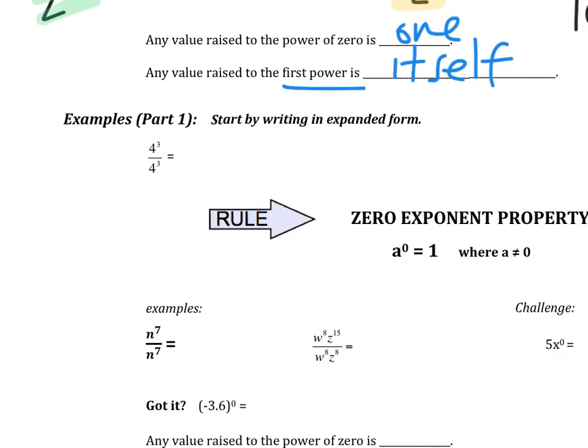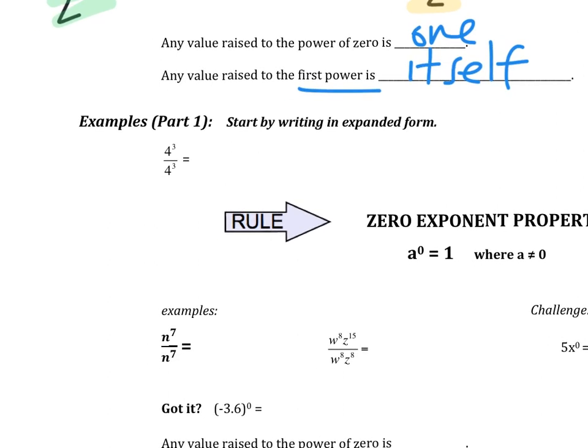How do you think we would simplify 4 to the 3rd power over 4 to the 3rd power? Well, think of our division properties that we've learned about. As you recall, most likely, when we divide, we keep the base, in this case 4, and we subtract the powers. 3 minus 3 is 0. 4 to the 0 power is 1. Anything to the 0 power is 1.